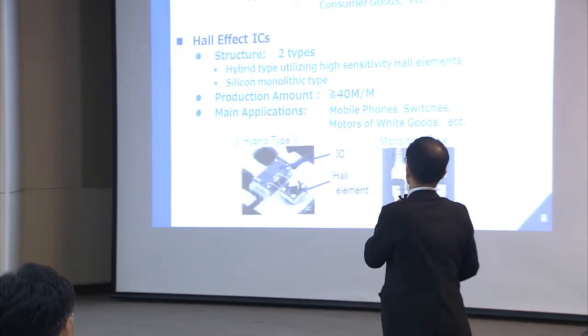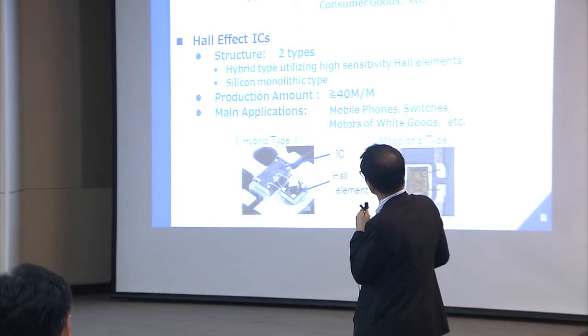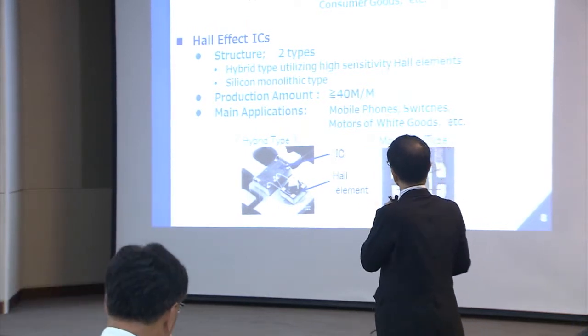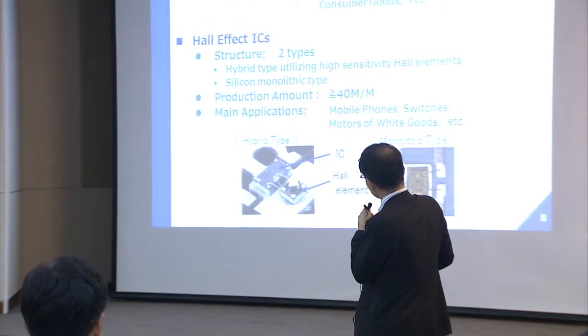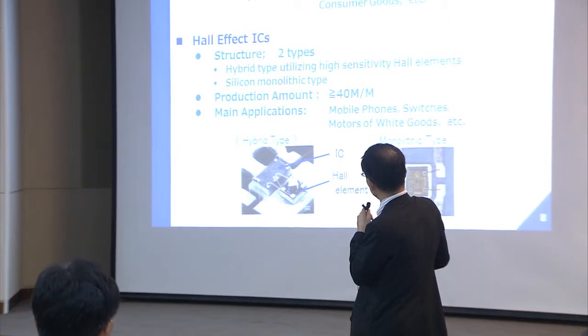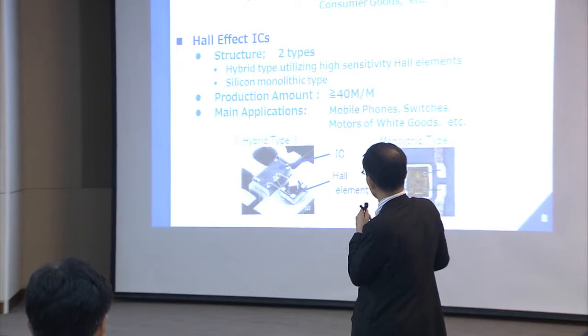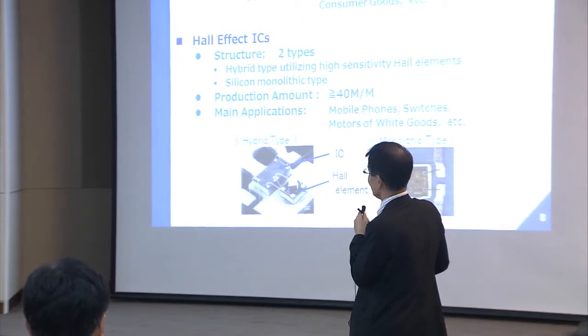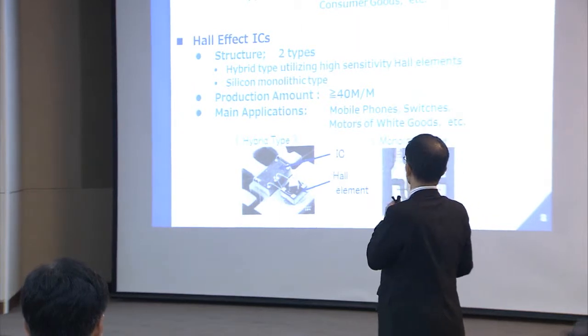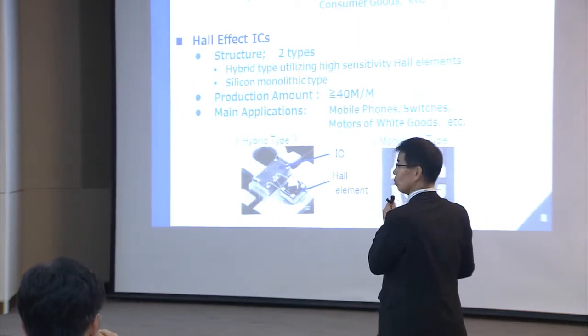So let me introduce our business. Our business started in 1980, so we have more than 30 years of experience. From a functional viewpoint, there are two types of Hall sensor, magnetic sensor. One is Hall element, another is Hall effect IC. In Hall elements, the worldwide share is more than 70%, and the production volume is more than 120 million pieces per month.